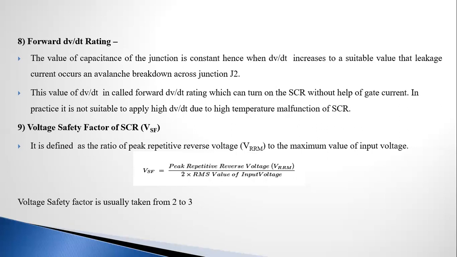Now next one is the voltage safety factor of the SCR. It is also denoted by V_SF. It is defined as the ratio of peak repetitive reverse voltage to the maximum value of input voltage. So the voltage safety factor is given by the ratio of the peak repetitive voltage to the maximum value of input voltage. And voltage safety factor is usually taken from 2 to 3.